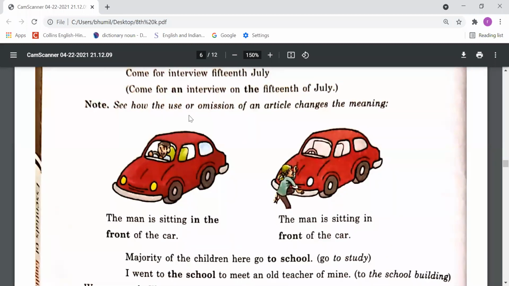Note, see how the use or omission of an article changes the meaning. So while using articles, we should remember these things. The man is sitting in front of the car. We have used the because we are talking about a particular front, right? But here we have the man is sitting in front of the car, with front only, without the. So whenever we use it without the, things are not particular. When we have to make it particular, we should use the article.